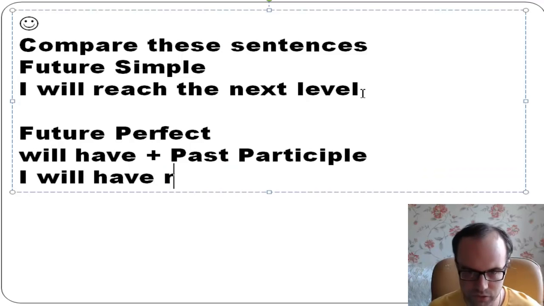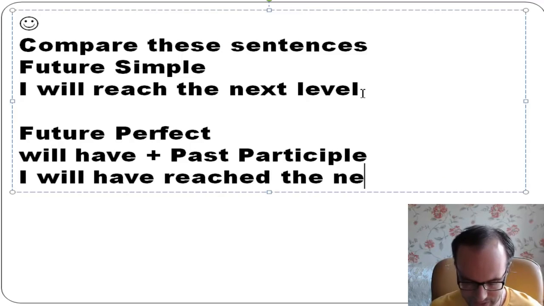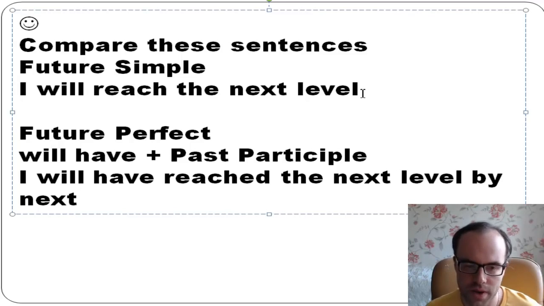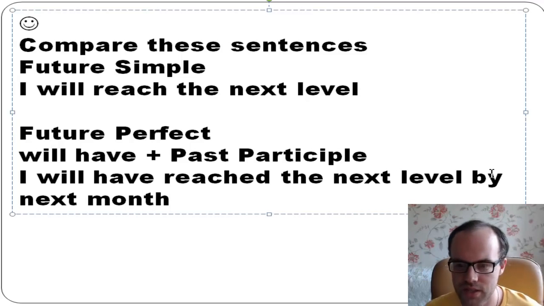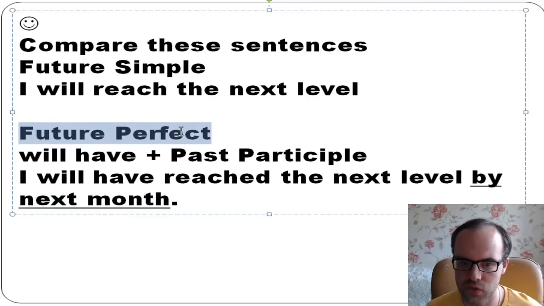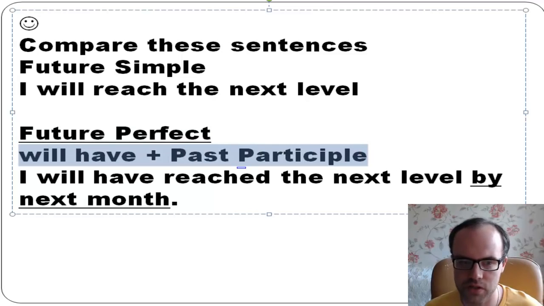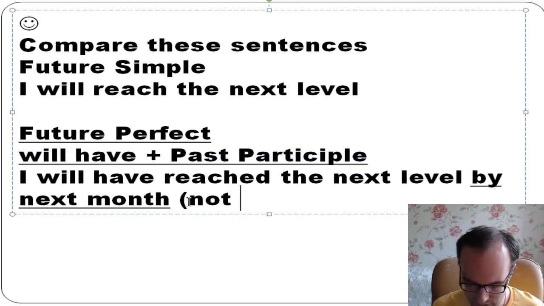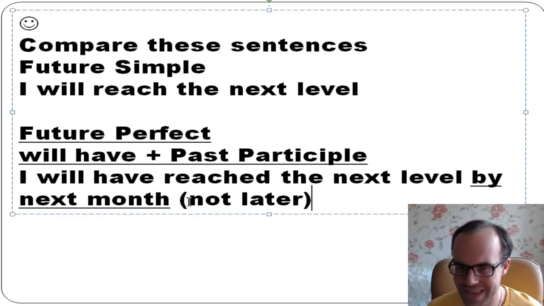So, I will have reached the next level by next month. These words tell us that we need to use future perfect. I will have reached the next level by next month. So we use future perfect because of by. I will have reached the next level by next month. It means not later than next month. So I think that you see the difference.